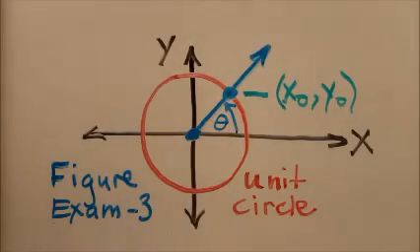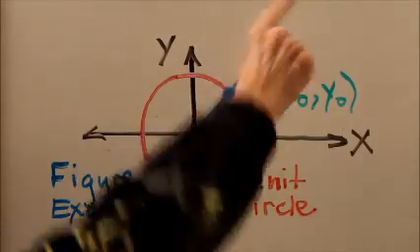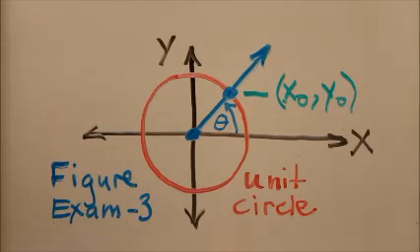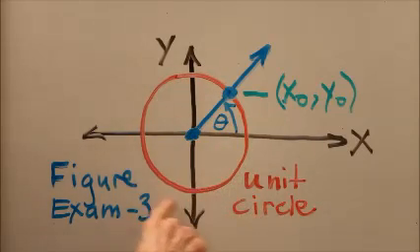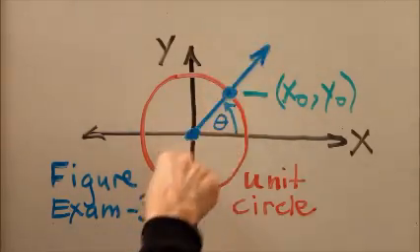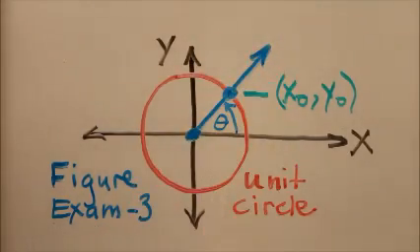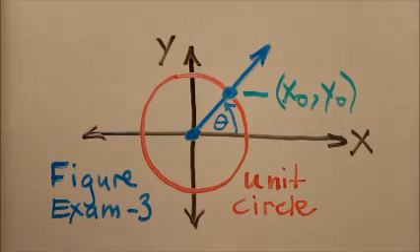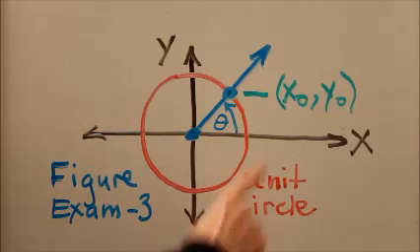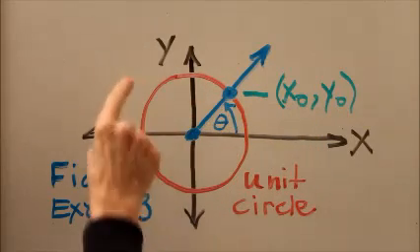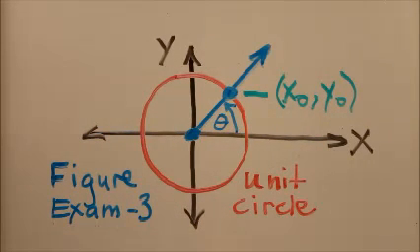We have this point in the first quadrant, meaning the upper right-hand quadrant, with an angle theta going counterclockwise. This is the unit circle that is centered at the origin with a radius of 1 unit, and the point where this vector or this direction line intersects the circle is called x sub 0, y sub 0. So x sub 0 is the x coordinate of that point, y sub 0 is the y coordinate of the point.